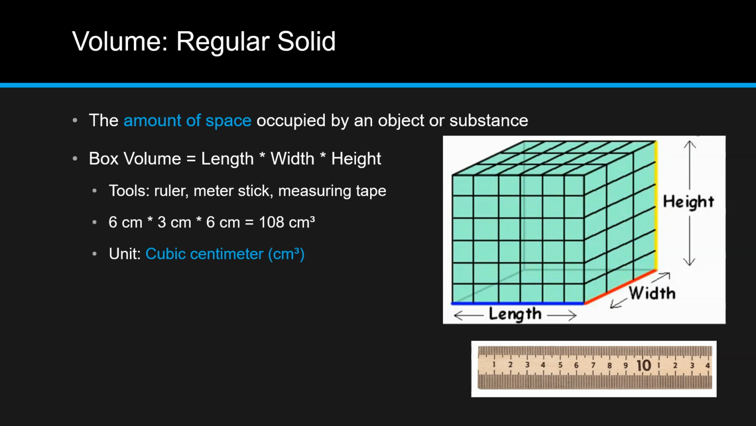The appropriate unit for this volume is the cubic centimeter, or centimeter cubed, or centimeter to the third power. In our calculation, we are doing centimeters times centimeters times centimeters. So our final unit is centimeter to the third power. When it comes to other regular solids like spheres, cylinders, cones, and pyramids, the volume of those can be found with other formulas.